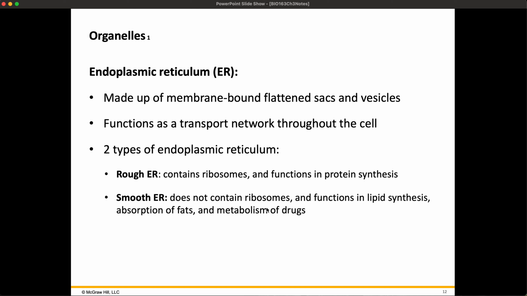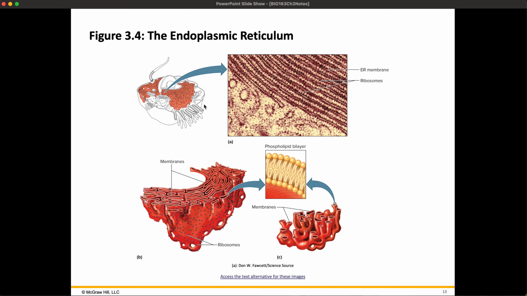The smooth ER does not have ribosomes. It functions for lipid synthesis, absorption of fats, and metabolism of drugs. So still some really big important functions. So rough ER with those ribosomes is protein synthesis, whereas smooth ER functions for lipid synthesis, absorption of fats, and metabolism of drugs, which means breaking down those drugs. Here you can see a drawing of them. There's the nucleus, and surrounding that you have the smooth ER, where there are no bumps, and then the rough ER that has these bumps. Here you can see those are the ribosomes all over it, and this one has no ribosomes, so it's smooth.